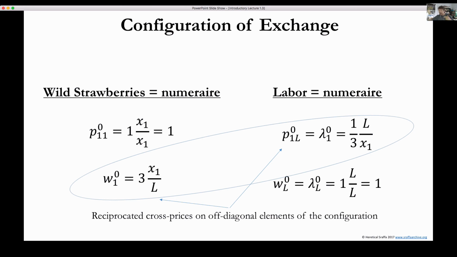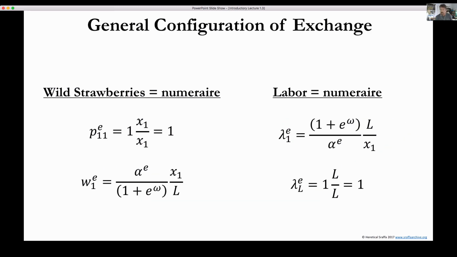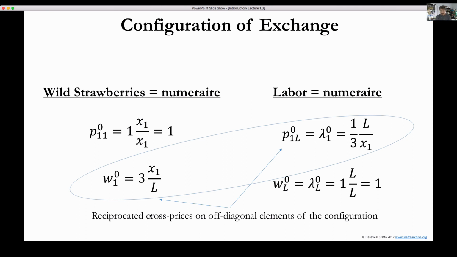And we can see this at the most simple case of unassisted labor. I think that's an important point to emphasize. Okay, this is the general configuration of exchange where alpha sub E is going to be that coefficient, the 3, right? And that's in this one. So this is going to be that coefficient.